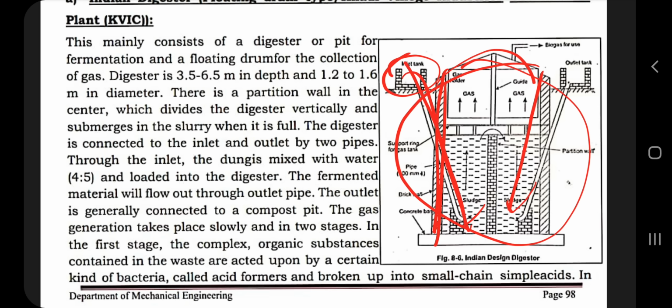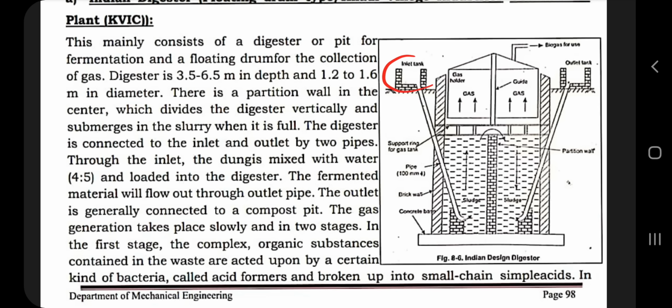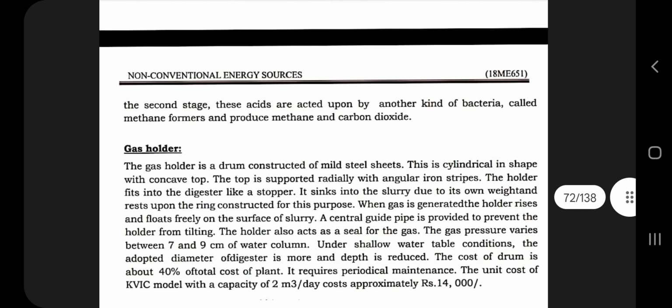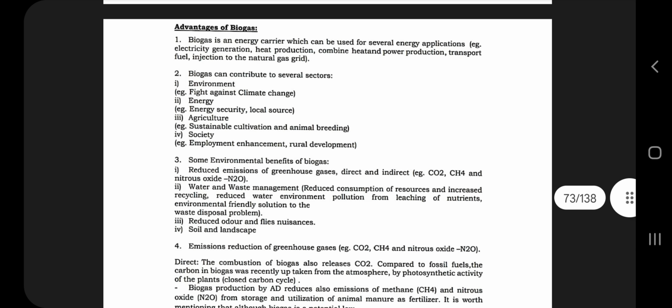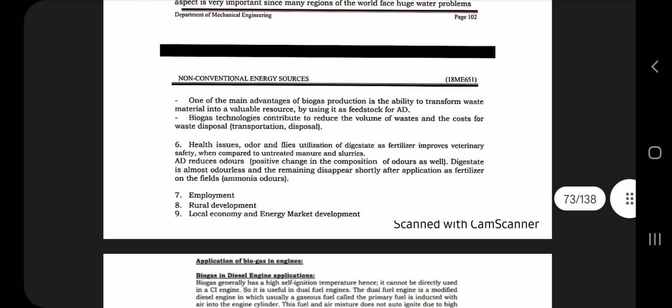Start from here, it comes here, then it goes like this, again it goes here. In 5 seconds I will tell you what happens. Dung and water will come from here, the gas will be produced because of chemical reactions, gas will be coming here, and that will be the output. Here we will be using the gas, and here the other output will be there. That's all that is mentioned. Go through it once, the concept will become solid in your mind. Okay, advantages are also there, I need not explain this one, you can go through it.